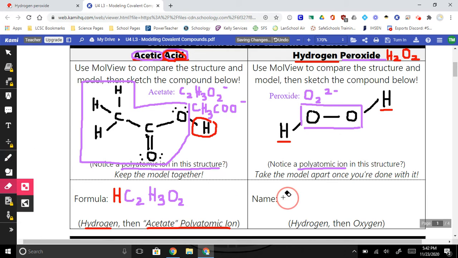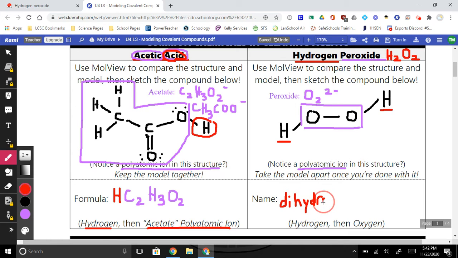So H2O2 is going to become di for 2 hydrogens, and then hydrogen, dihydrogen, and then my oxygen, I always have 2 of those atoms, so di for 2 again, dioxide. Oxygen becomes oxide as the second element. If you wanted to do it the other way around, you could do dioxygen dihydride, and that would be fine too. Okay?